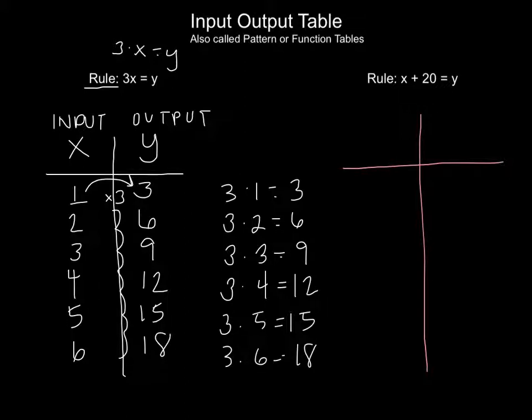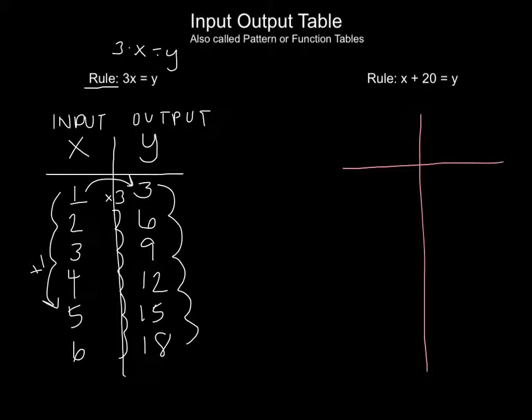There's also a relationship between the x's. These numbers are going up by 1. And these numbers are going up by 3. So as you can see, there are many reasons why we would call this a pattern or function table.